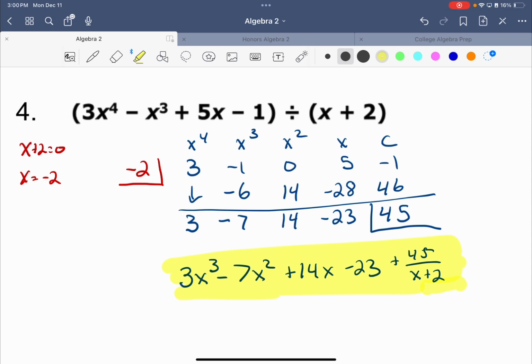Okay, go ahead, check your solution, see how you did. Any questions with that one? Any questions so far with dividing using synthetic division? So far, so good.